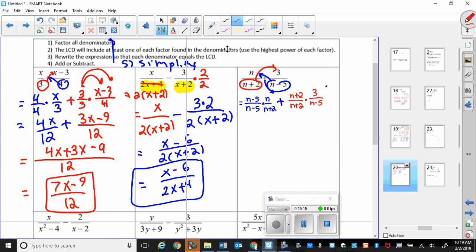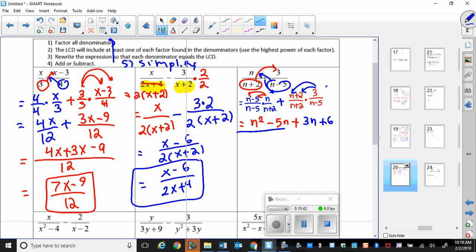So for the top, n distributes to n. This becomes n squared minus, n distributes to negative 5, so minus 5n's on the other side. So plus 3 distributes to n, becoming 3n's. Then 3 distributes to positive 2, becoming positive 6.